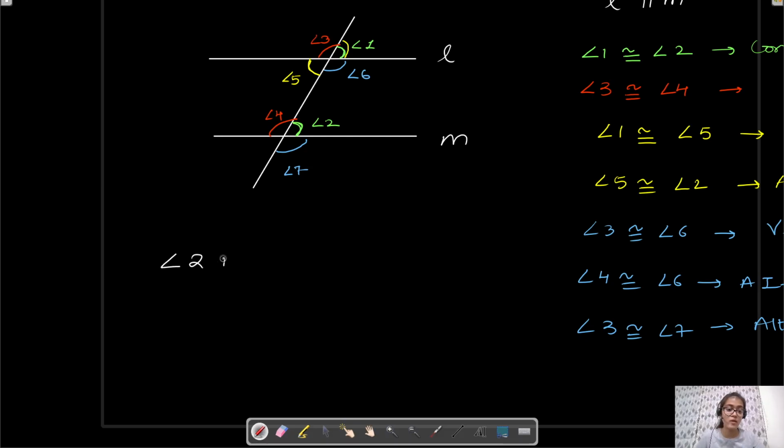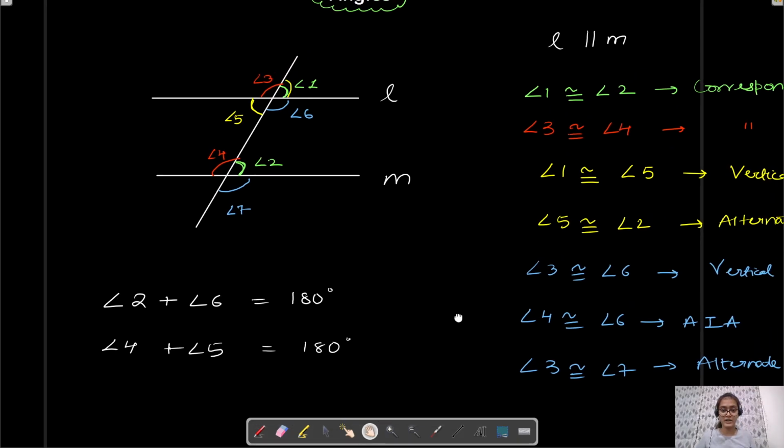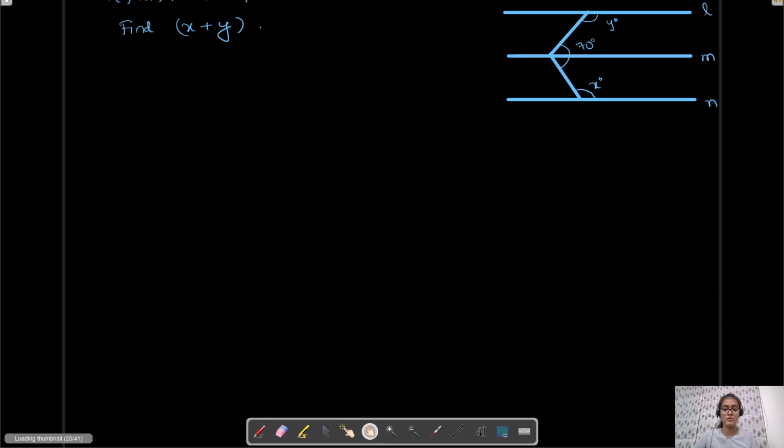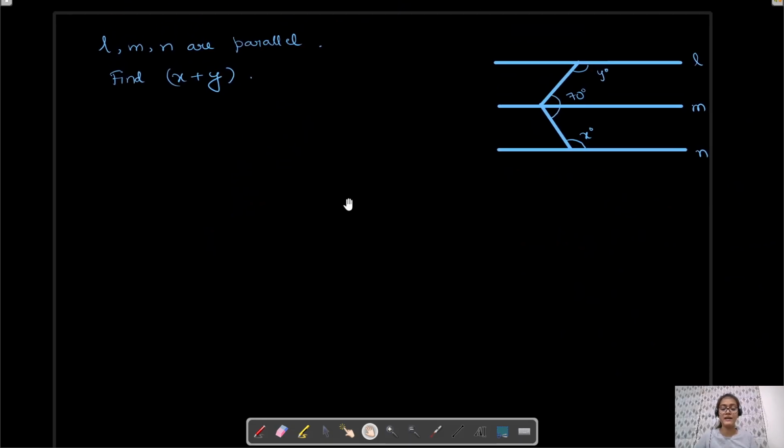So angle 2 plus angle 6 will add up to 180 degrees. Similarly, your angle 4 and angle 5 will also be supplementary, so they are also going to add up to 180 degrees. Alright, so let's do some practice problems. I've taken some practice problems from previous SAT exams.